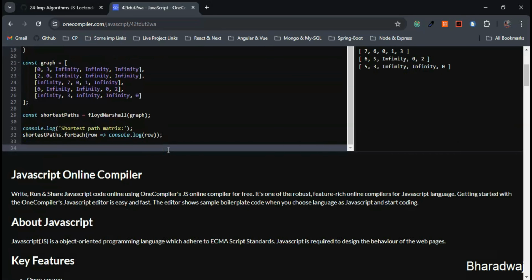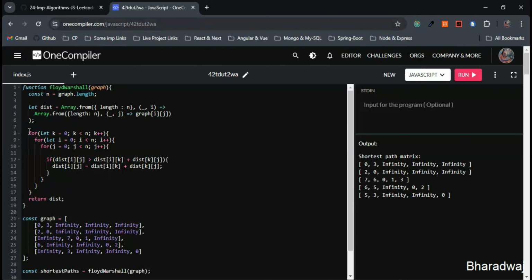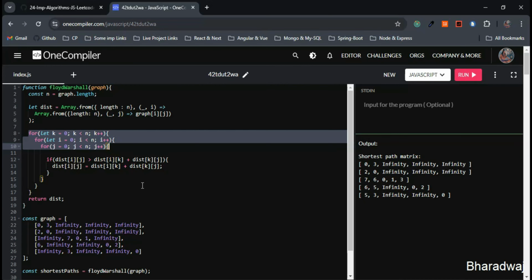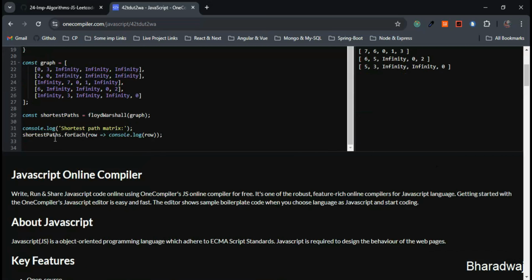So what will be the time complexity and the space complexity? The time complexity would be big O of v cube or n cube, nothing but n to the power of 3 or v to the power of 3, where v is the number of vertices. This is because we have 3 nested loops, right? If you have observed the code here, we have 3 nested loops. So that is the reason the time complexity would be big O of v to the power of 3, or n to the power of 3 if we are considering nodes.